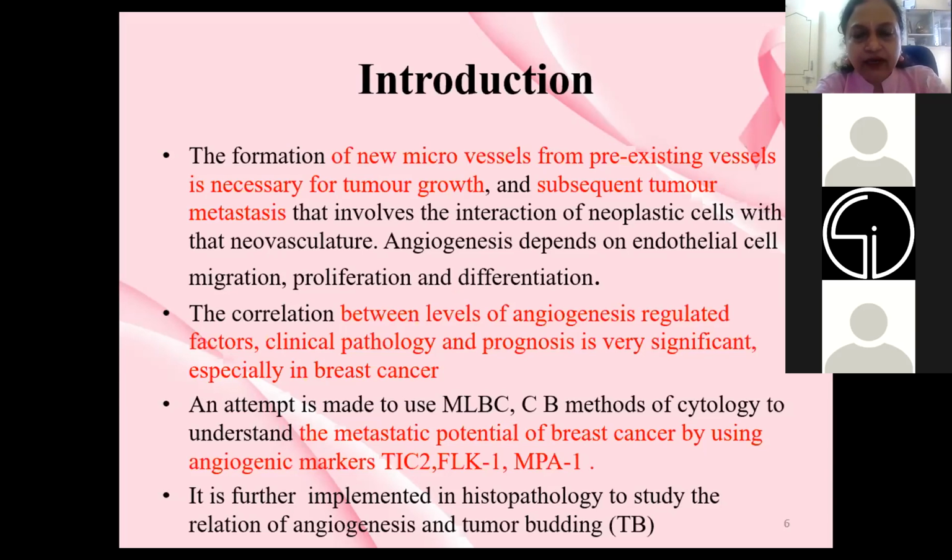So we have made an attempt to use the MLBC cell block method of cytology to understand the metastatic potential of breast cancer by using, along with the regular biomarkers, angiogenic markers, that is TIE2, FLK1, and MMP1. And further, we are implementing histopathology to study the relation of angiogenesis and tumor budding.